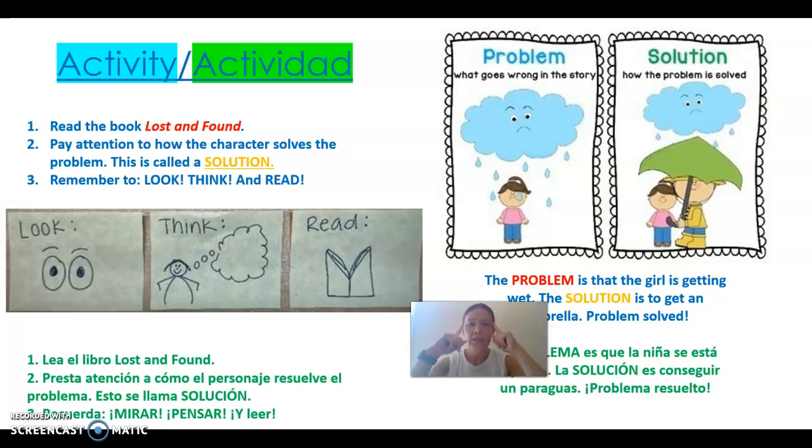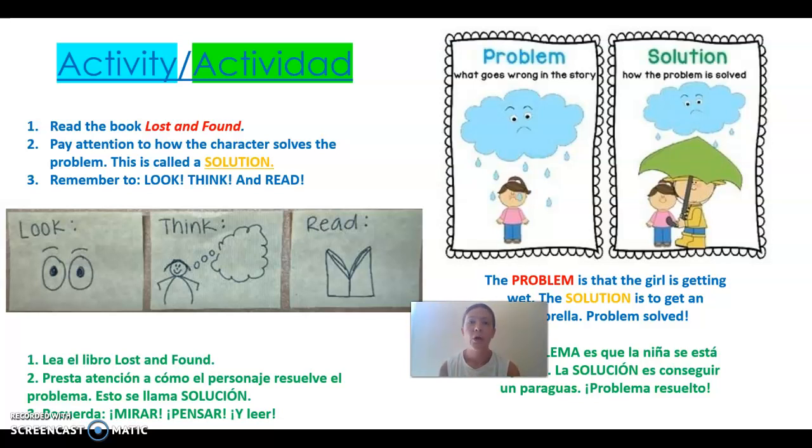So we're going to look at the illustrations, or the pictures, in our story. And then we're going to think about what these illustrations might be telling us. And then we're going to read the words in the book to piece it all together and figure out what the book is telling us.